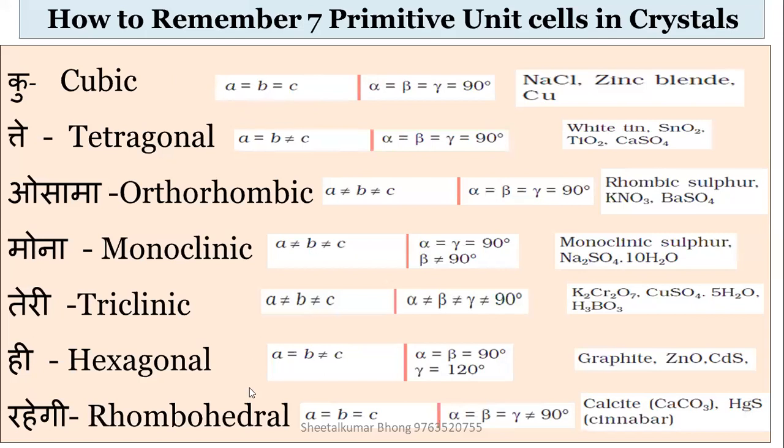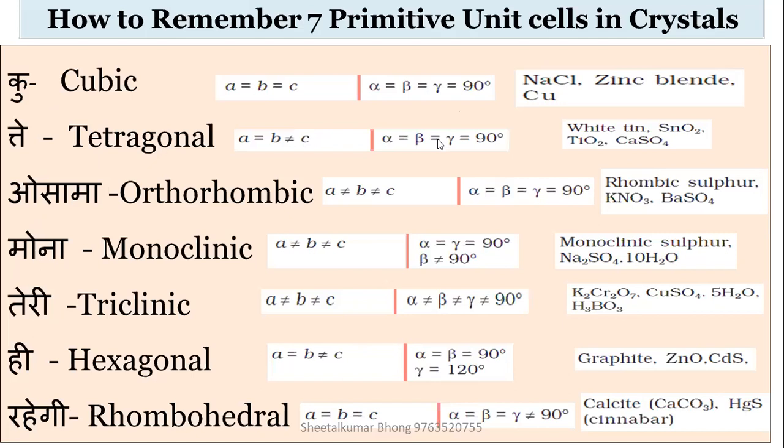First cubic, rhombohedral, we have to write down a equals b equals c. Here also a equals b equals c. Then we have to write this tetragonal, a equals b, not equal to c. So this and this hexagonal, it is same. a equals b, not equal to c. And the remaining 1, 2, 3, it is same: orthorhombic, monoclinic, and triclinic. So we have to remember this short form I have prepared. We can prepare any type of short form.